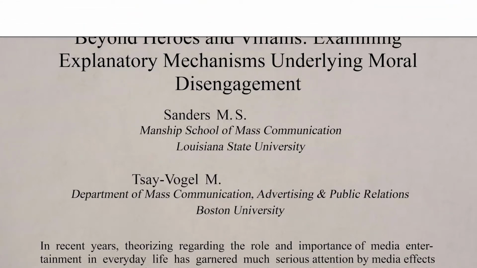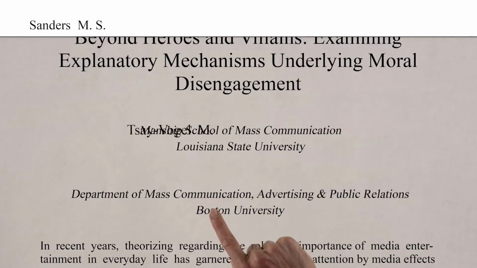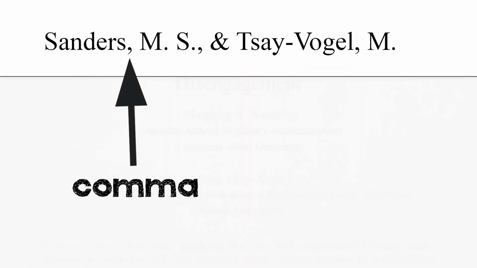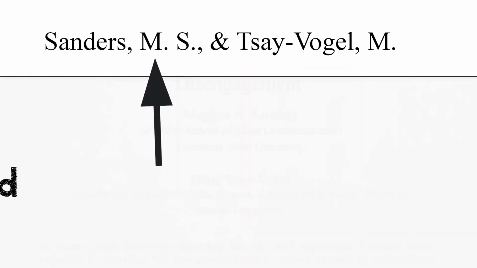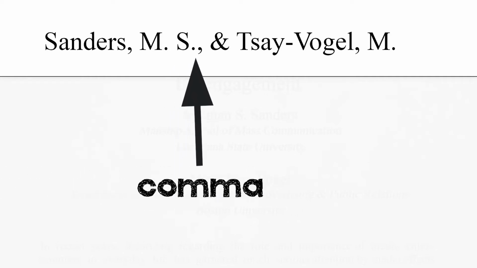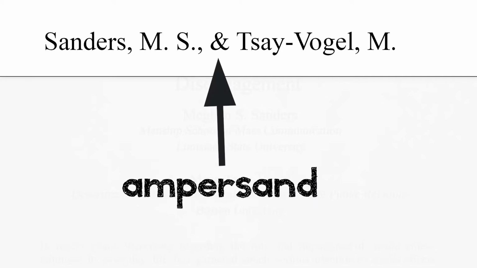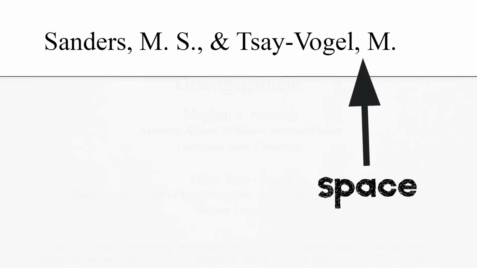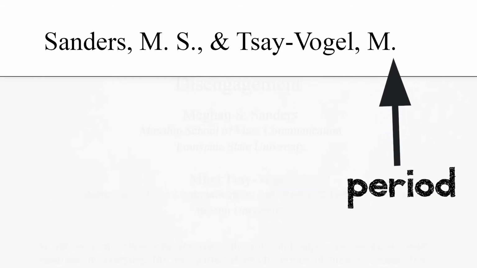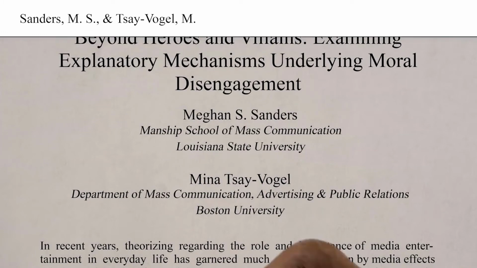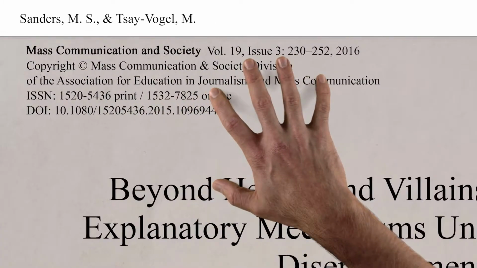We've got two authors, and we need to slot their names into the citation in the same order they're listed on the article. Now for the punctuation. Last name, comma, space, first initial, period, space, middle initial if we see one, period, comma, space, ampersand, space, second author's last name, comma, space, first initial, and a period. Yeah, this is tedious, but every space and piece of punctuation matters, so we gotta get it right.